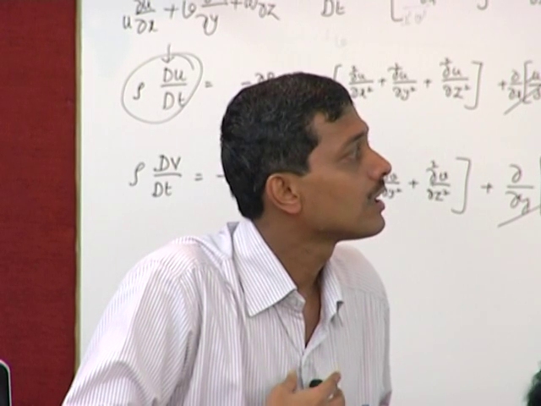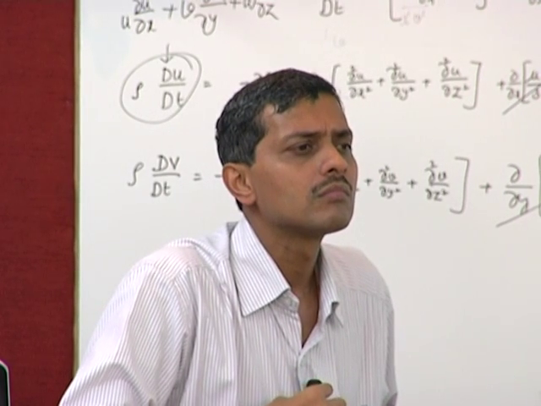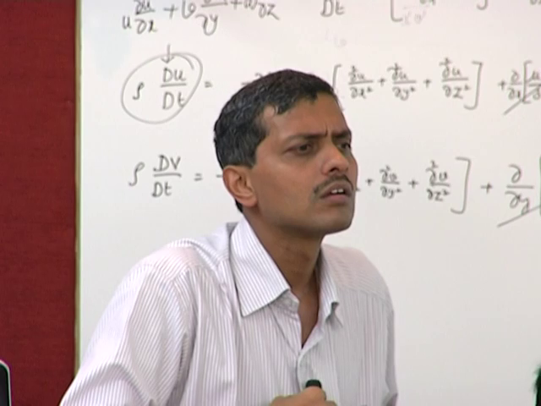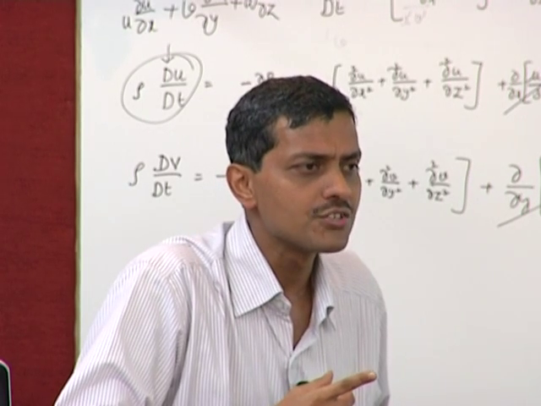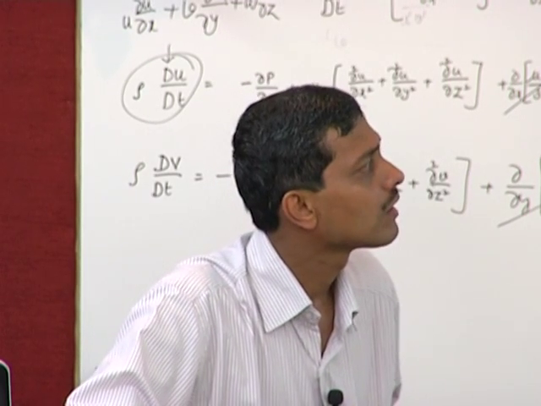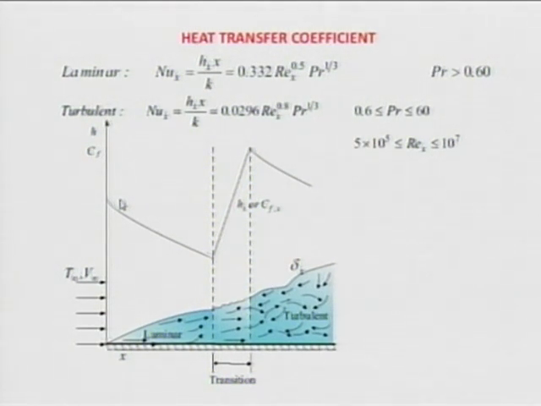No, this correlation is valid for cases of Prandtl number greater than 0.6. That's all. For liquid metals, I have a different correlation. Actually, for liquid metals, you will get Re_x to the power of half and Pr to the power of half. By scale analysis also, we can do it actually.